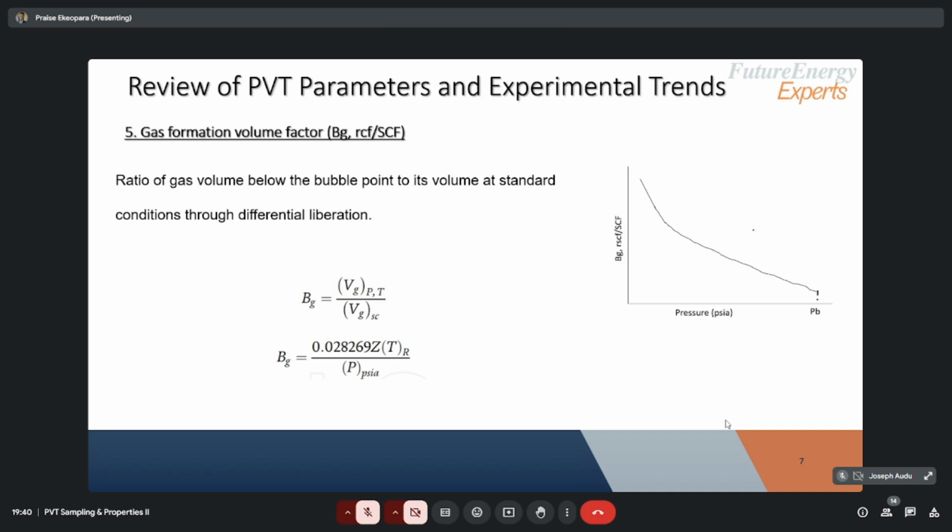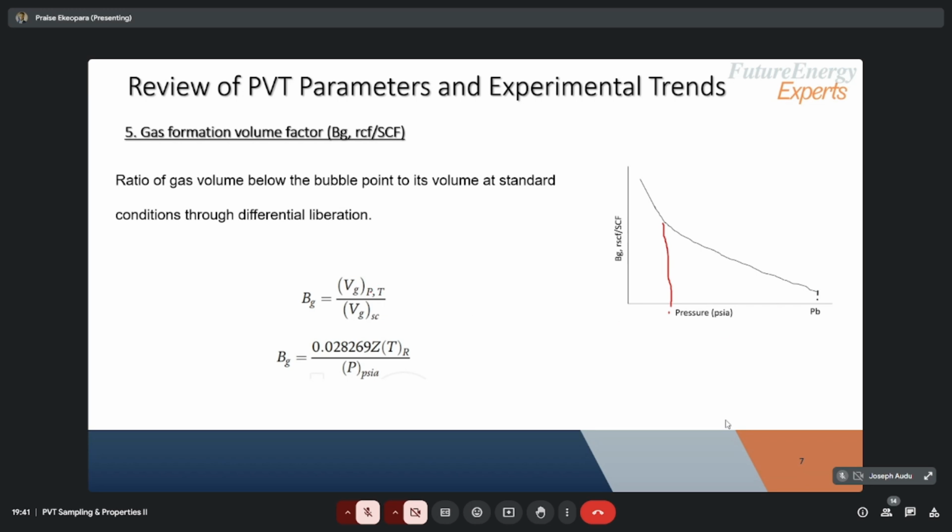So I think I've been in an interview whereby we asked someone to draw a trend for Bg and the person did that. Then we asked the person to identify the bubble point. The person came over here and drew something like this, without knowing that once it's gas formation volume factor, you can't even have it without the reservoir pressure being equal to or less than your bubble point, because that's the point where the gases you want to use for your estimation or calculation will be coming out from.